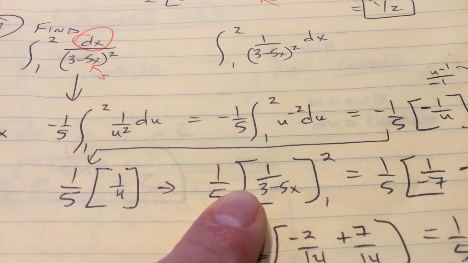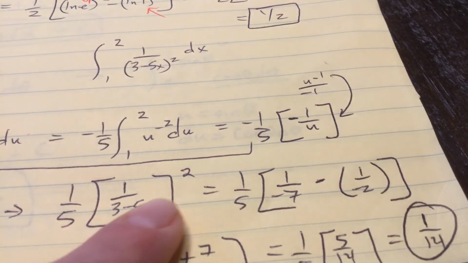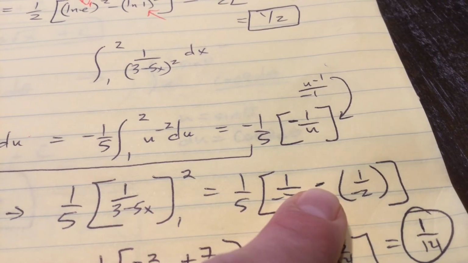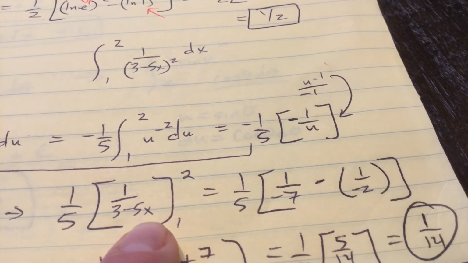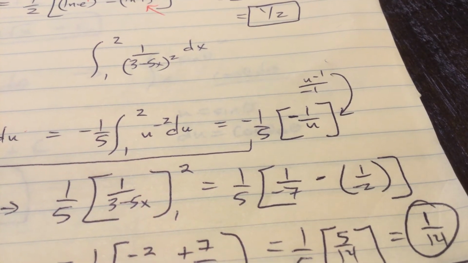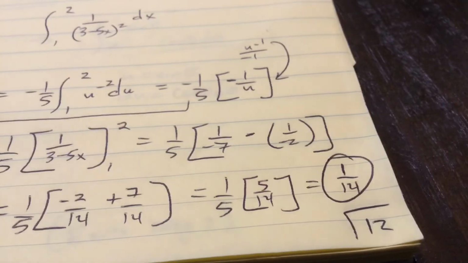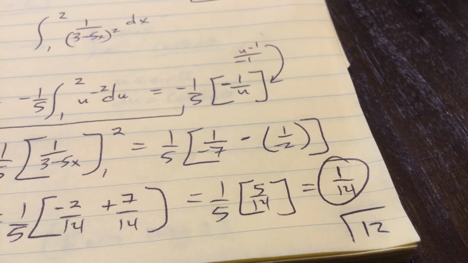Now I evaluate. Okay, so I plug 2 in. I'm going to get 1 over negative 7 minus, plug 1 in. I get 1 over negative 2. And if I make a boo-boo anywhere, please let me know. Little arithmetic can be the same denominator. And then multiply, I get 1/14.